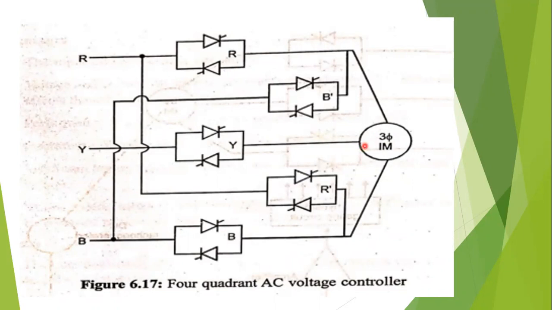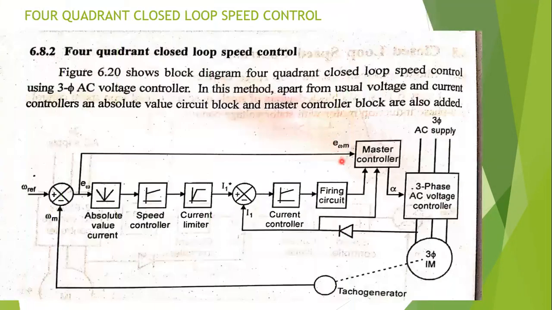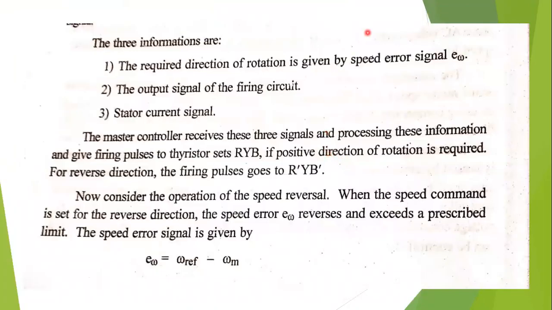After 5 to 10 milliseconds of zero current, we give the triggering pulses to R dash, Y dash, B dash, and then the motor rotates in the other direction, without increasing the current in the stator winding and rotor winding. So in this way, this master controller is working.